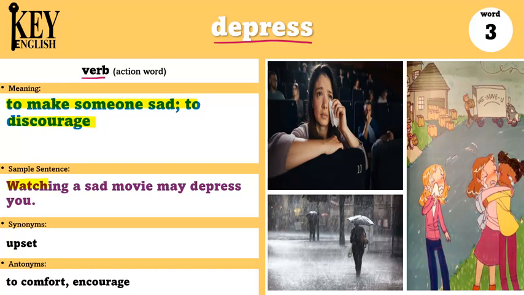For example, watching a sad movie may depress you. So if you've ever seen a movie where something really sad happens, suddenly your happy mood might come down and you might feel a little bit depressed because of that movie. It leaves you feeling sad. Another example is, rainy weather can depress some people. If the weather is always rainy and the sky is gloomy and cloudy, it might make some people feel sad or depressed. And we could also say, she felt depressed when her best friend moved far away.